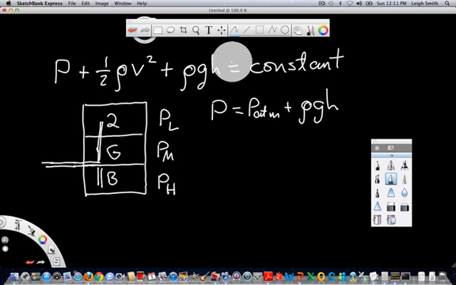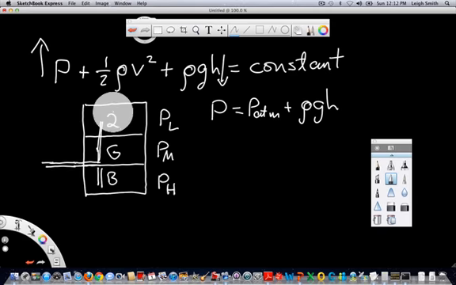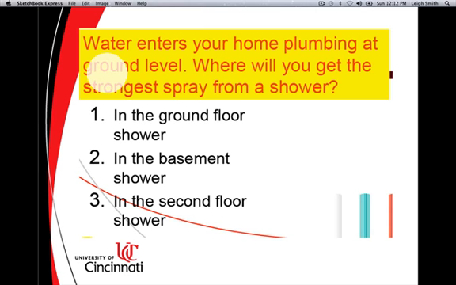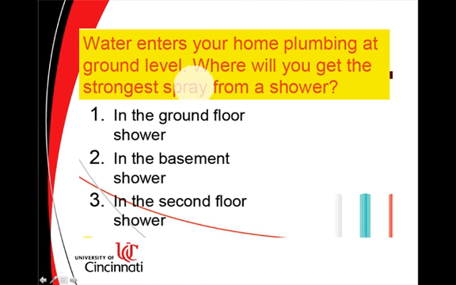So essentially, if everything's constant, then assuming that the flow rate is the same, as you decrease the potential energy, the pressure potential energy has to increase to compensate. Which means that the pressure which is driving what's coming out of the shower head will be largest in the basement and weakest on the highest floor. And so you'll get the strongest spray in the basement shower, which is answer 2. And you kind of know this.